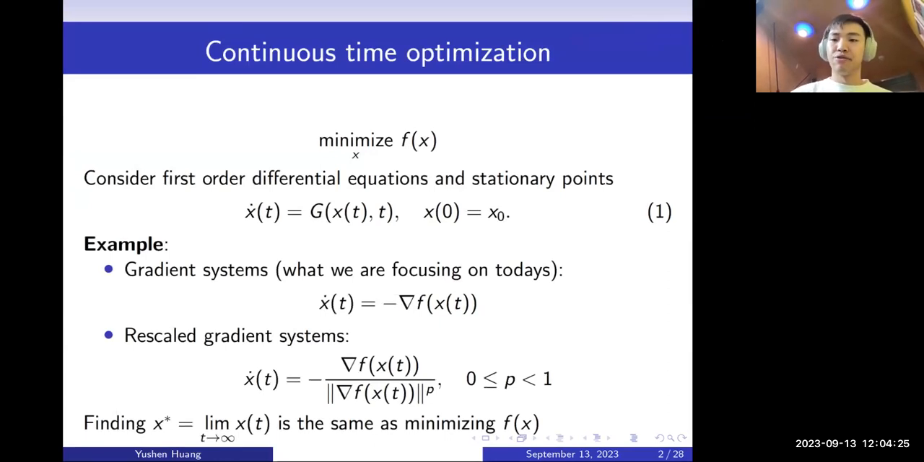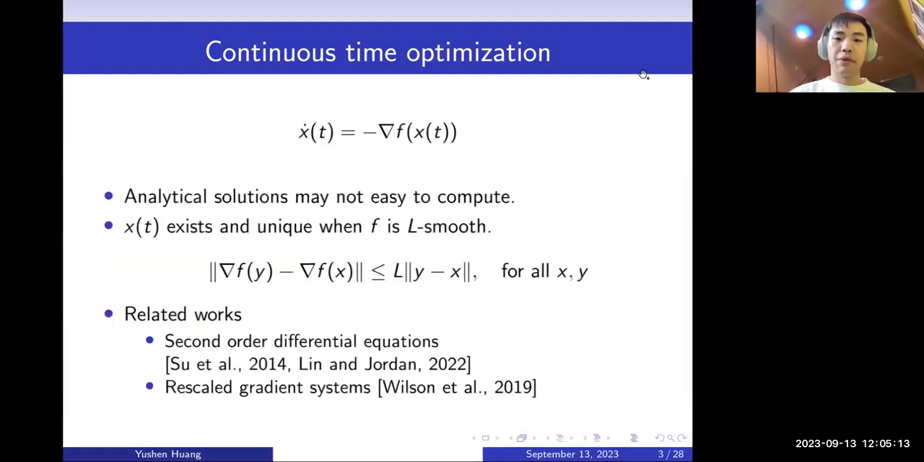For optimization, we are interested in finding the optimal solution of an objective function f of x. Finding the optimum of this function is actually equivalent to finding the stationary point of a differential equation, usually a first order differential equation. Several examples: if the function g is a gradient system, then it will be equivalent to the stationary point. There are also other systems like the rescaled gradient system, where the stationary point is also equivalent to finding the minimum of the objective function. We also have to point out the definition of stationary point, which is basically the limit of x of t as t goes to infinity.